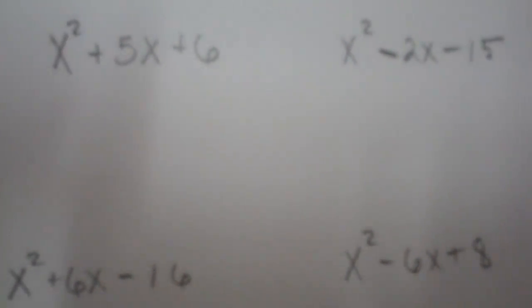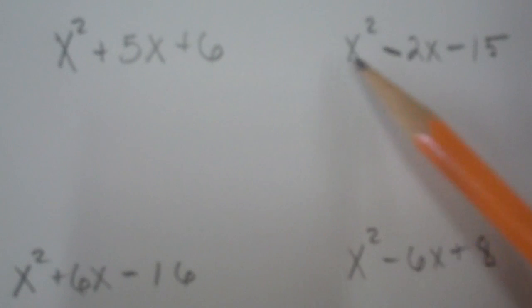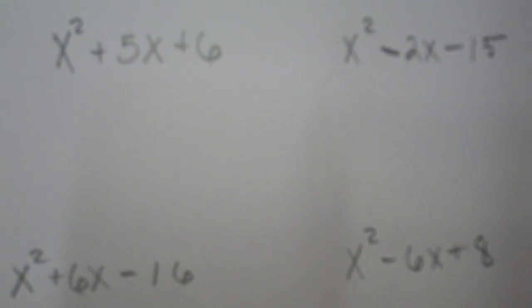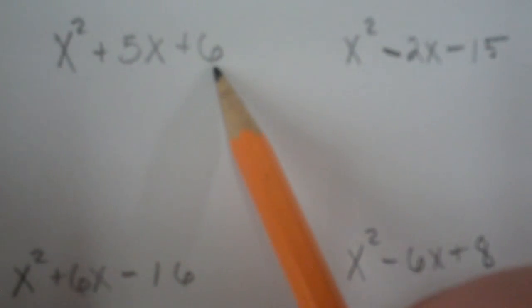Okay, let's get some practice factoring trinomials. Here I have 4 different trinomials, and I'm going to quickly give you an example of factoring each of them. The reason I have these 4 examples is so that you can see an example of each different combination of signs and what they mean. Let's begin. First, this one, x squared plus 5x plus 6.